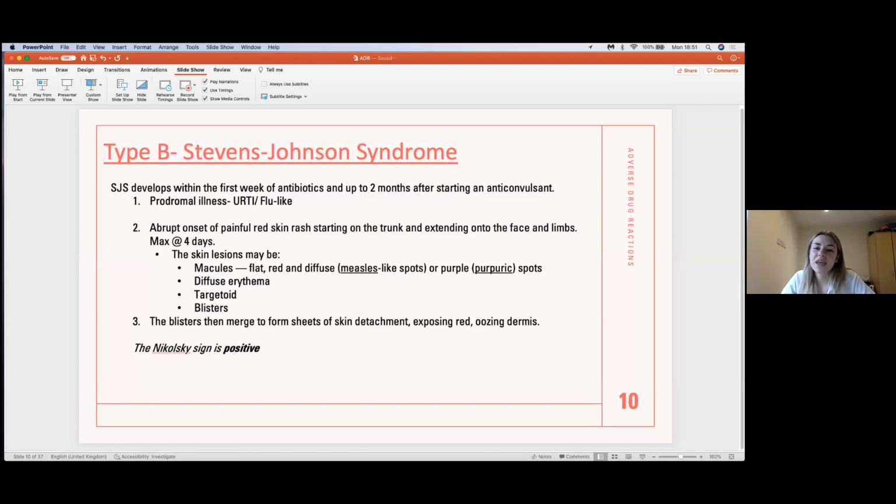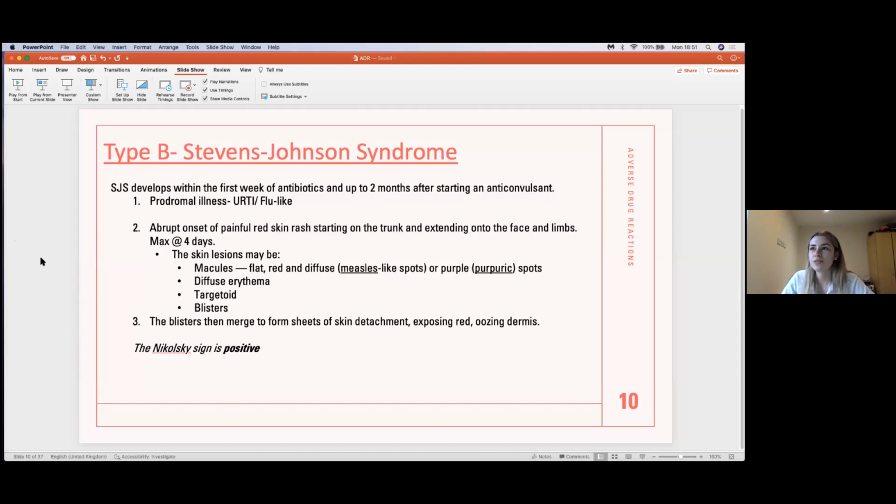An also important thing to note here is that the Nikolsky sign will be positive. The Nikolsky sign is that when you rub the skin, a blister would just appear, and the skin can be rubbed away. So that would be a Nikolsky sign positive, which is also important to remember in your OSCEs as well. It sounds quite fancy if you say that.